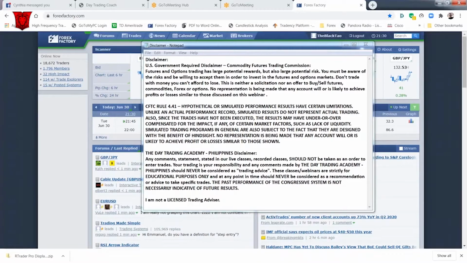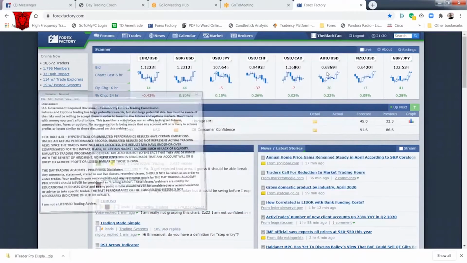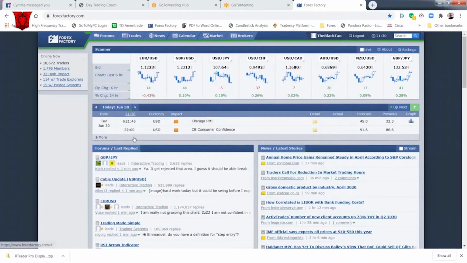So let's look at this. First of all, the economic calendar. We have a release here at 9:45, which is coming up, I believe, in 10 minutes. It's a Chicago PMI, and then at 10 o'clock we have the CB Consumer Confidence. Both considered medium impact, so we'll see what's going to happen there.